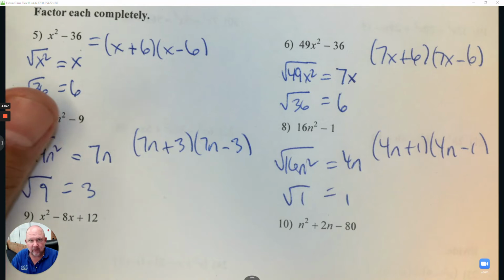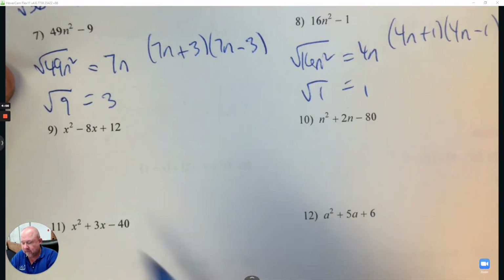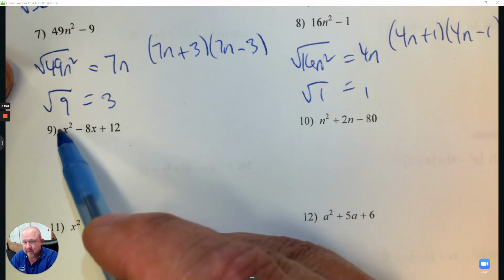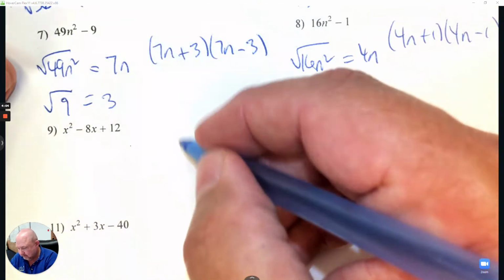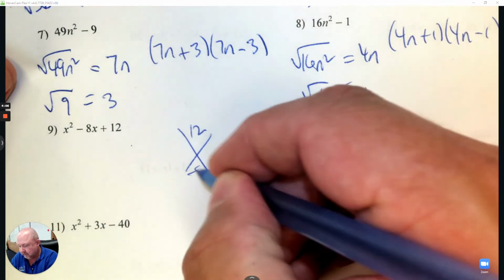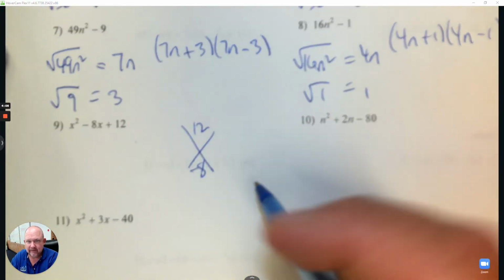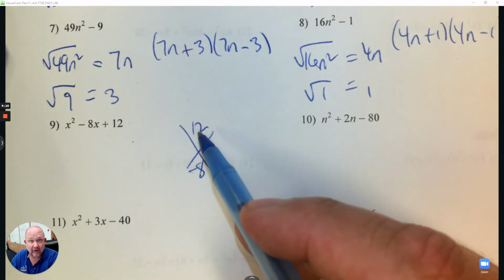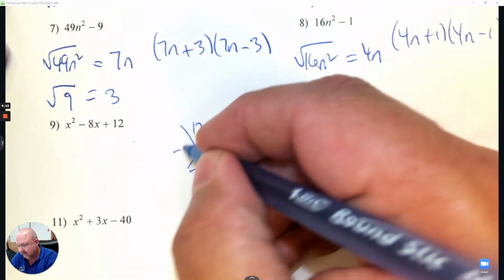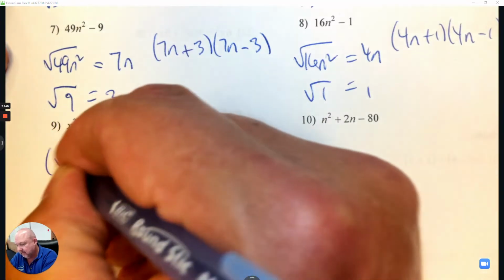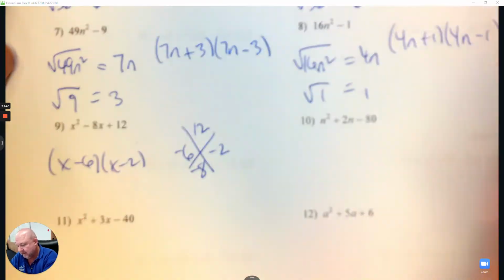Now we're going to do a trinomial. So a trinomial has 3 terms. If it's just 1x squared, it's simple. And so the last number goes on top, and the middle number goes underneath. And I need to know 2 numbers that multiply to 12 and add to negative 8. So those 2 numbers are negative 6 and negative 2, and you factored it.